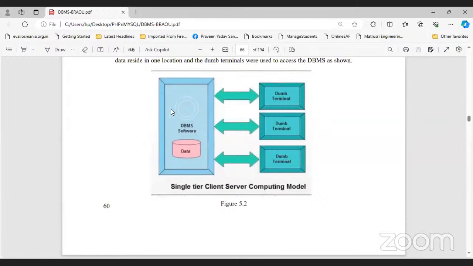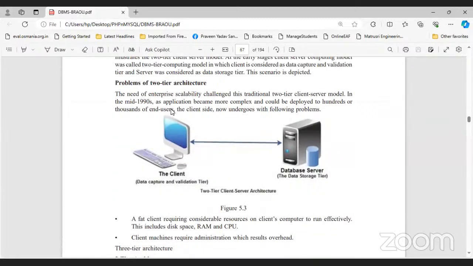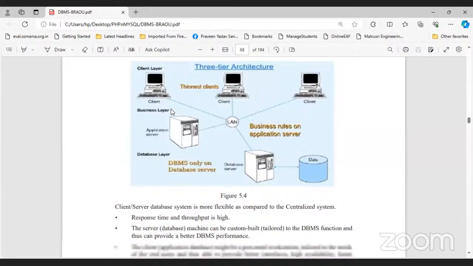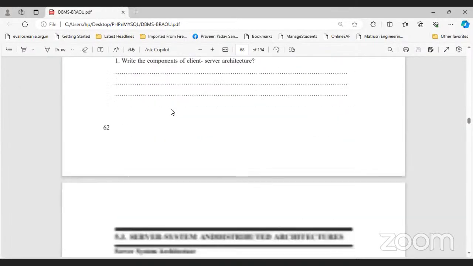In one-tier architecture, one system can act as client as well as server. In two-tier architecture, the client is separate and the database server is separate. In three-tier architecture, using Google, you are communicating with the server. This is the client-server architecture.